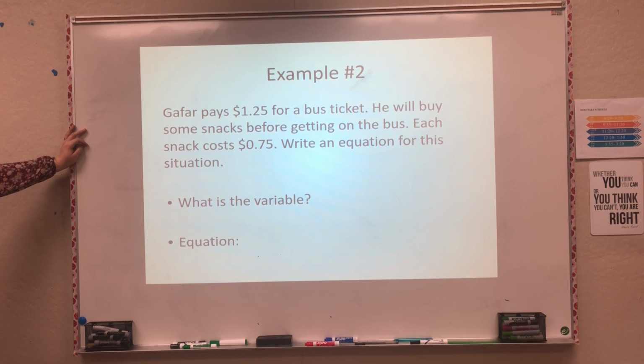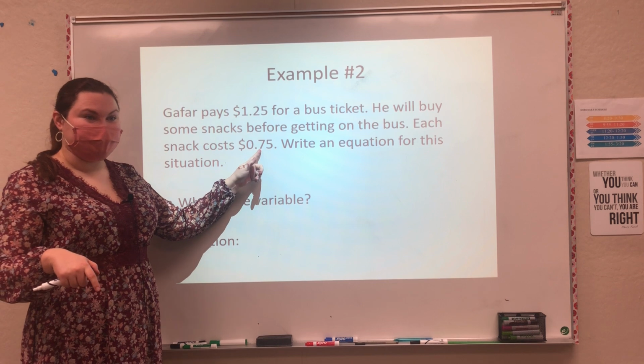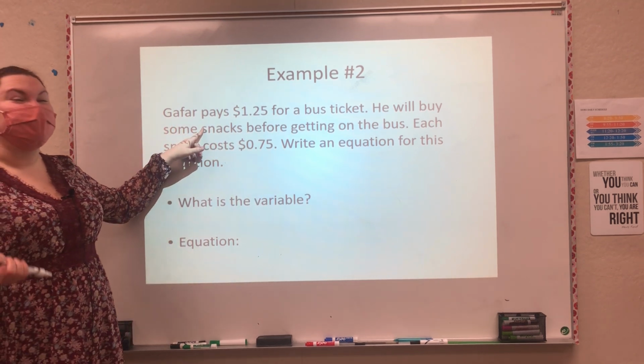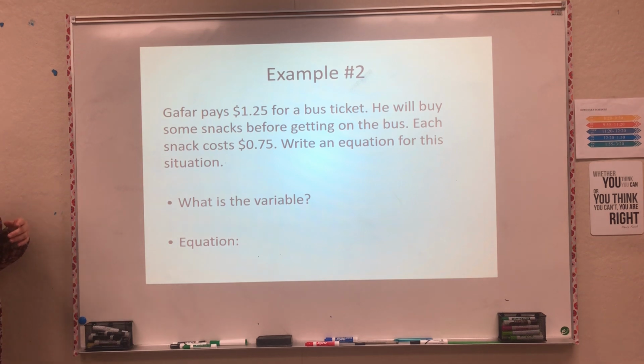Because each snack costs, it doesn't tell us how many snacks, just how much. Yep. So I'm hearing you say we know the cost, but it says each snack. It says he's buying some snacks. So I heard you say we don't know how many snacks he's buying.